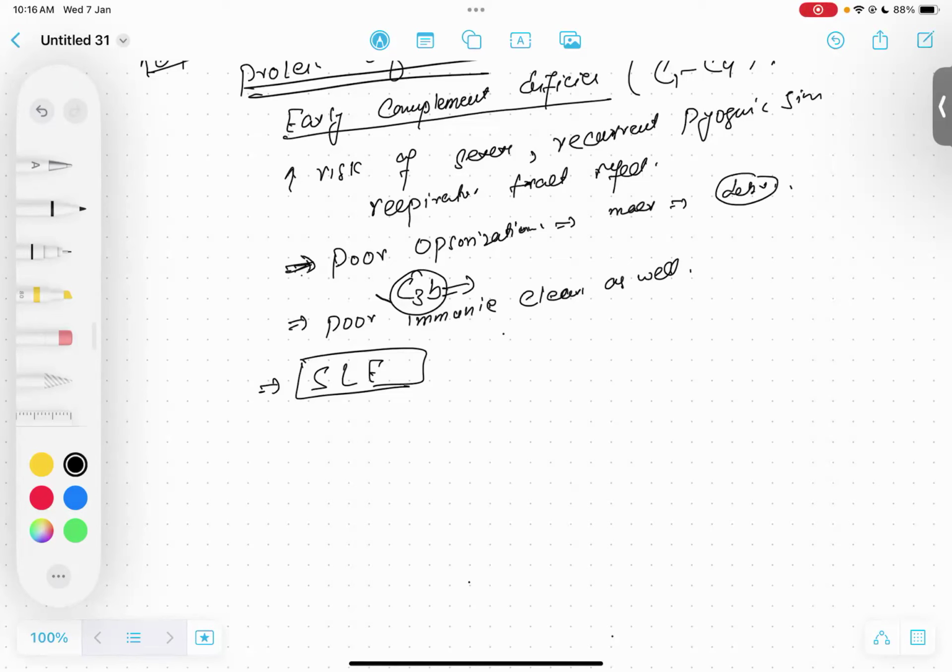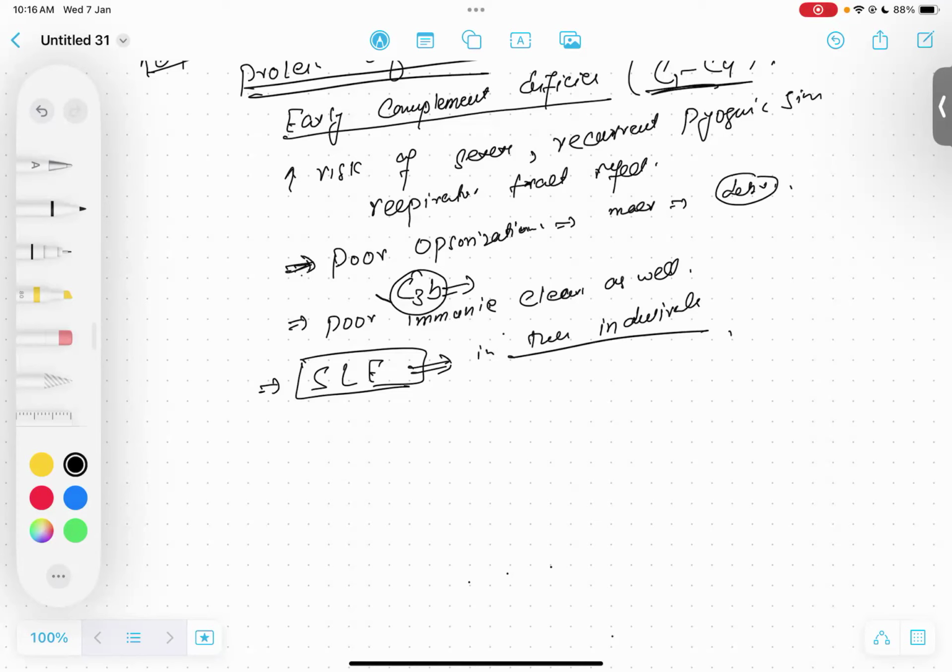Okay. Thank you. Welcome. So remember this is a main MCQ and high yield point, that C1 to C4 early complement deficiency will usually increase risk of SLE development in these individuals. And this is high yield from the exam point of view.